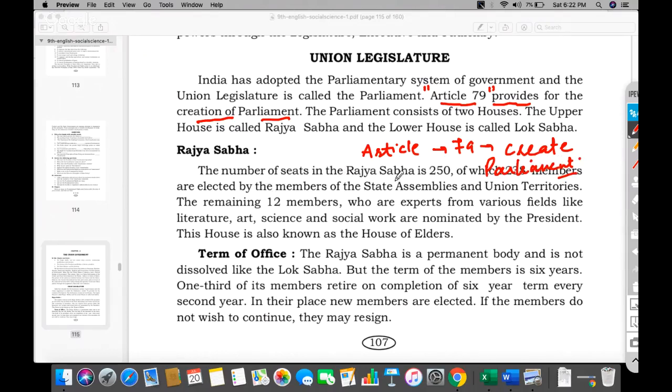Now look here, the number of seats in Rajya Sabha is 250, of which 238 members are elected and 12 members from various fields like literature, art, science, social work are nominated. This house is known as the House of Elders. Now this 250 seats is the maximum number of seats. Currently only 245 members are there. So you should remember that. Is it okay?